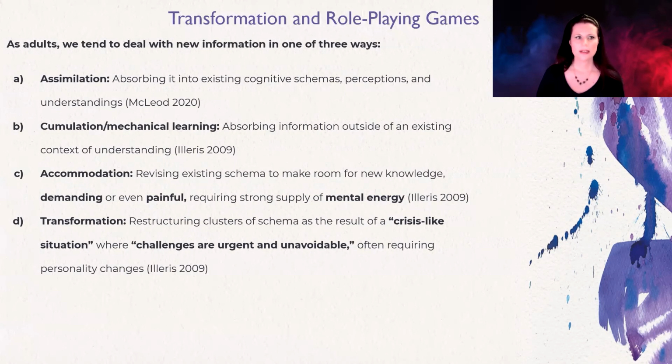There's also accumulation or mechanical learning. This is more for young children, which is where they absorb information outside of an existing context of understanding. So before they've actually built this schema, they're just sort of taking in information as it comes. But most of us have these schemas. And so oftentimes if something comes in that we don't know how to absorb into an existing schema, we might have to revise that existing schema in order to accommodate this new information and make room for this new knowledge.